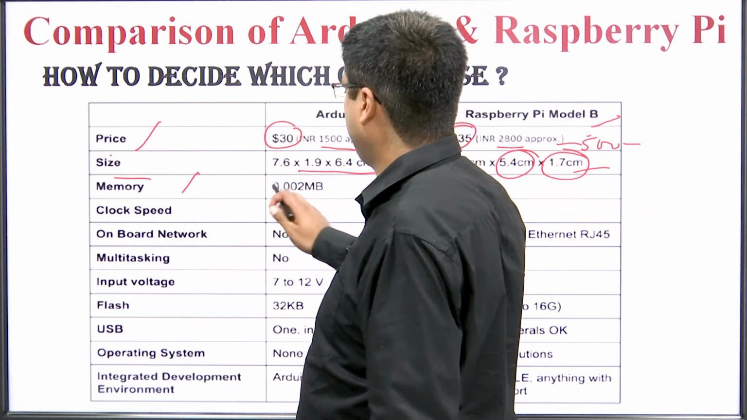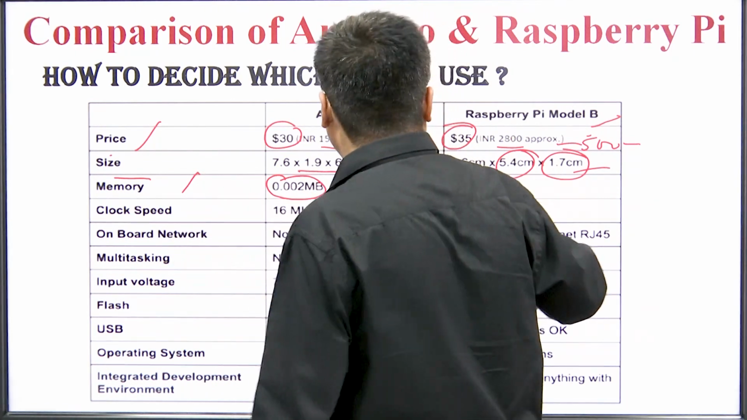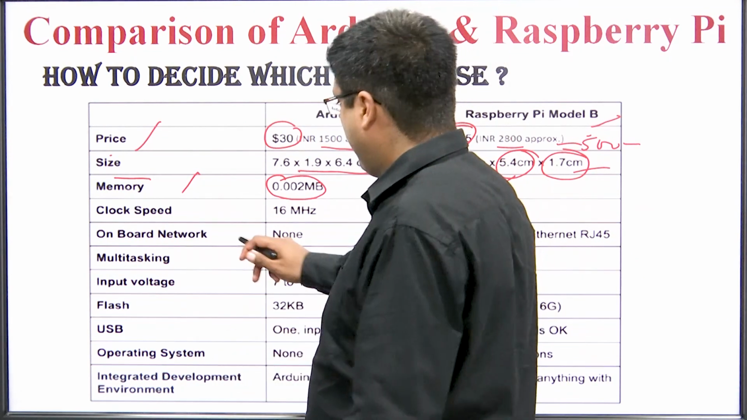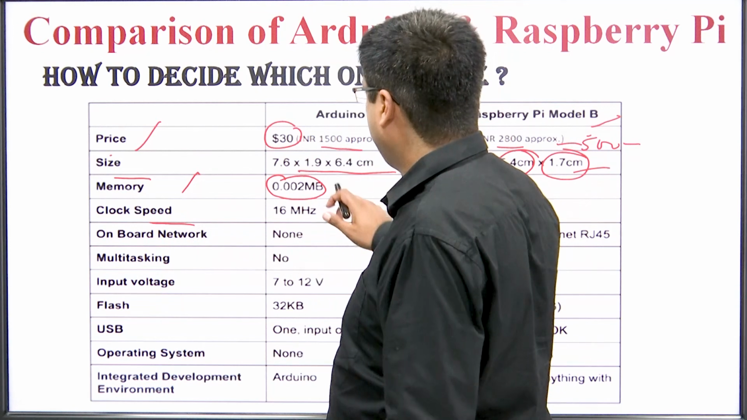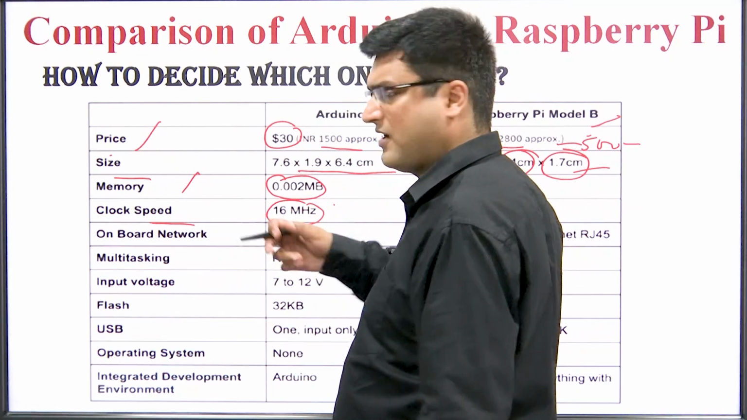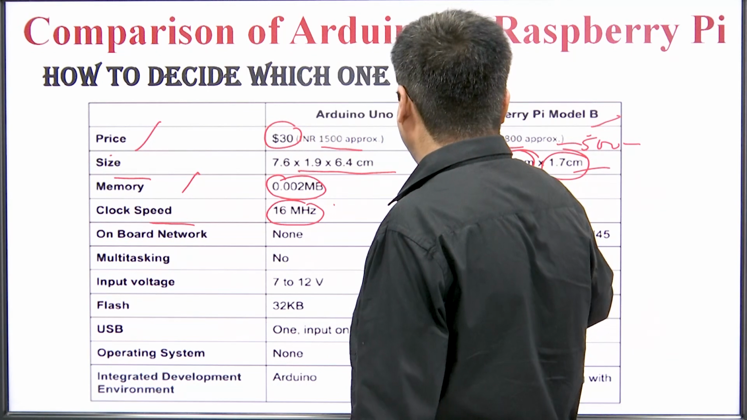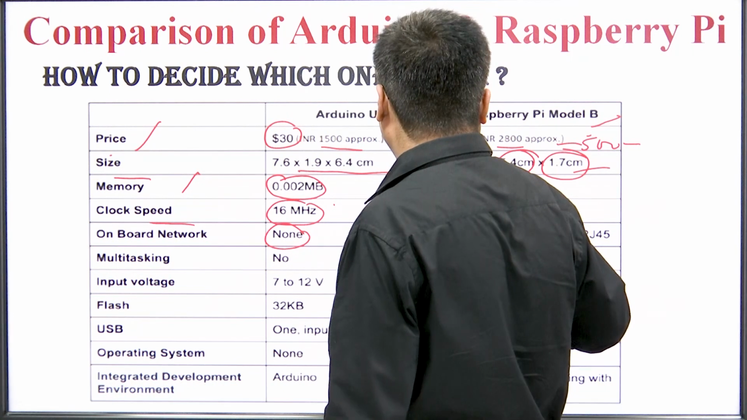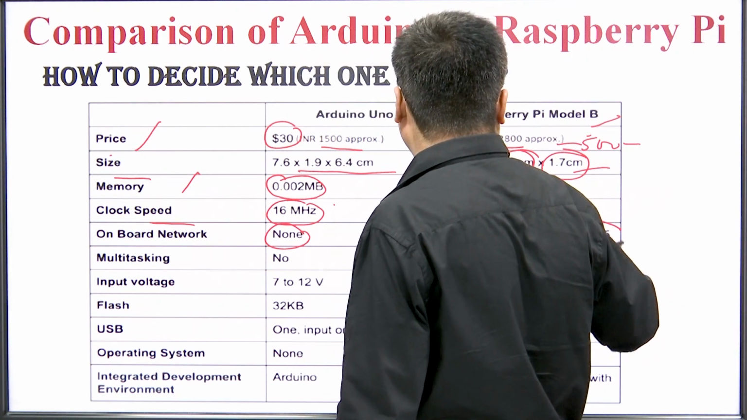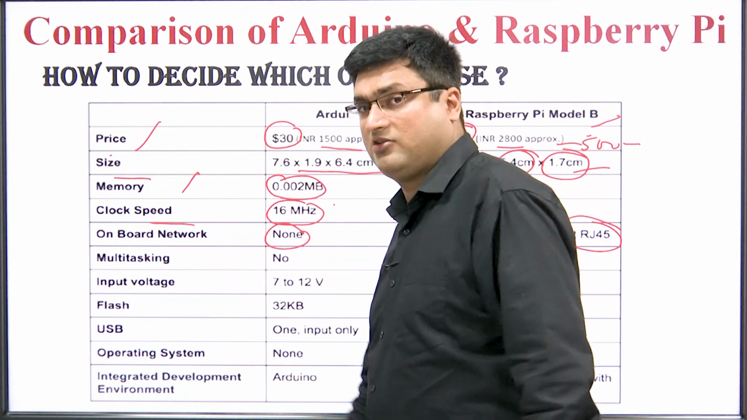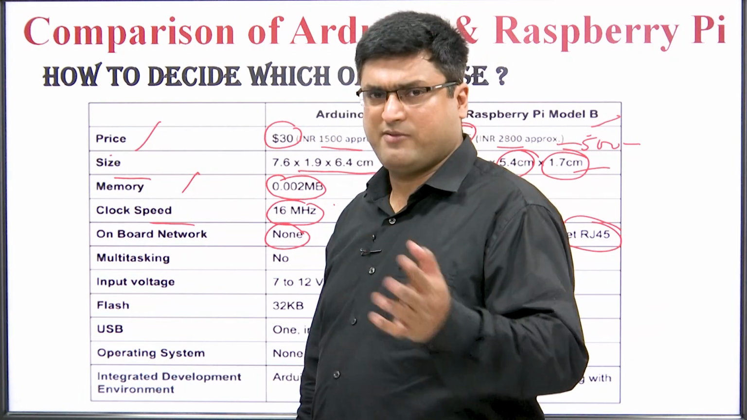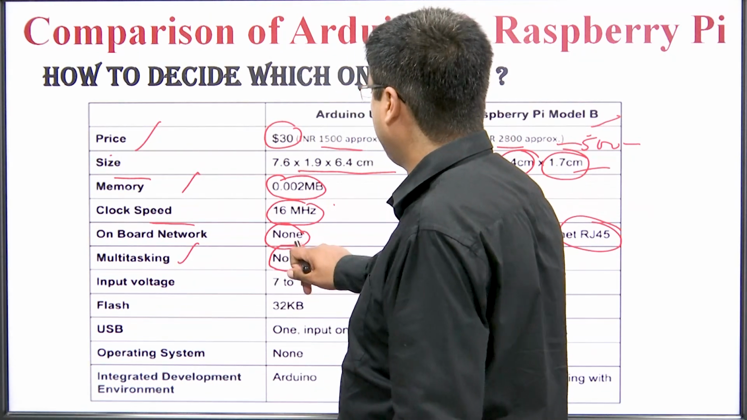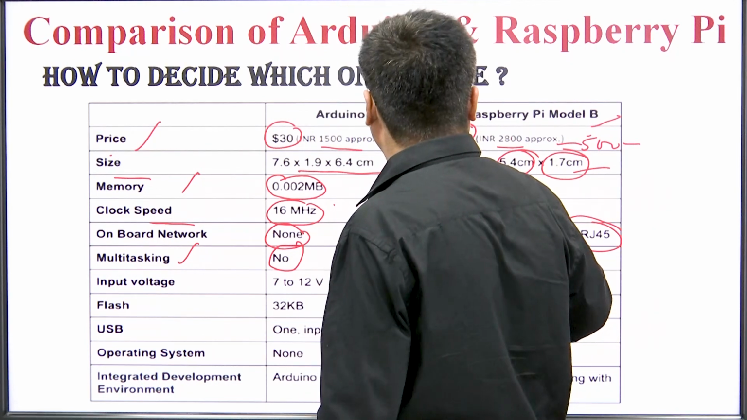Memory consumption is up to 0.002 megabyte in Arduino, while in Raspberry Pi it is 512 megabyte. Next is clock speed. The clock speed of Arduino is 16 megahertz, as we have seen, and here the clock speed is 700 megahertz. Onboard network is none in Arduino, while here there is an Ethernet RJ45 connector, 10 or 100. Ethernet connection is available in Raspberry Pi, but not in Arduino. Multitasking is not possible in Arduino, but multitasking is possible in Raspberry Pi.